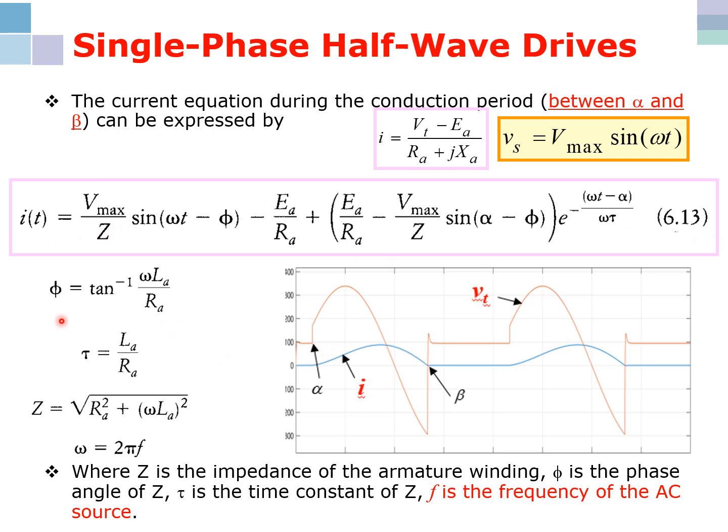According to this, phi is equal to tangent inverse of omega LA over RA, tau is equal to LA over RA, and Z is equal to the square root of RA squared plus omega LA squared. Omega is equal to 2 pi f. Here Z is the impedance of the armature winding, phi is the phase angle of Z, tau is the time constant, and f is the frequency of the AC source.